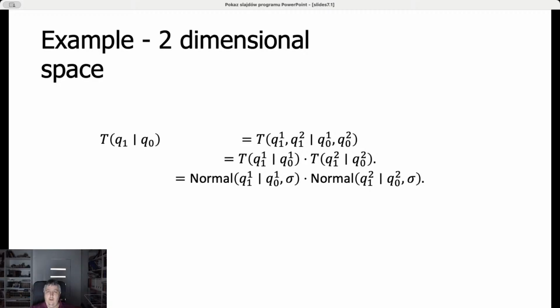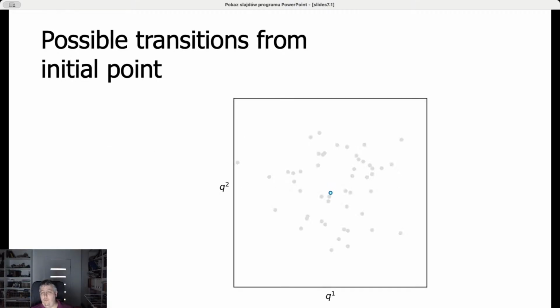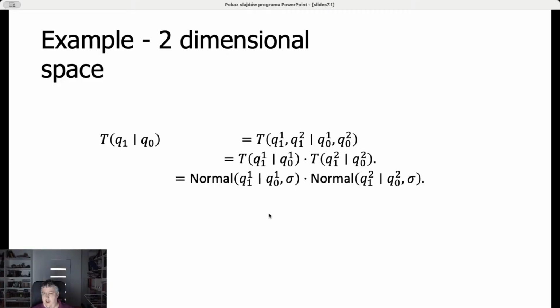So using the transition distribution, we can actually evaluate the probability of moving from one point to different points. So for example, in a very simple case, let us consider a two-dimensional space with a normal transition distribution. We have points in two dimensions, so q with one upper index is the number of dimensions. We assume that the probability of movement in one axis is independent of movement in the other axis. This is a very simple case, but it's possible.